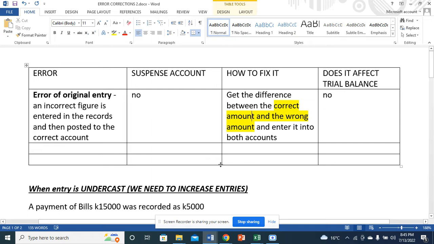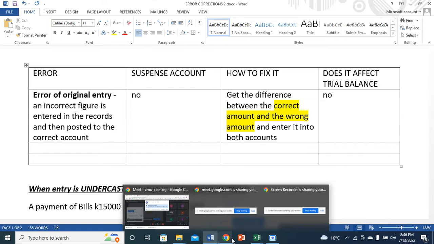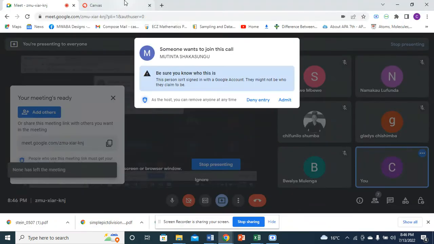So let's look at undercast entries. We have our first one here. A payment of bills 15,000 was recorded as 5,000. Here we've paid for an expense. Instead of it being recorded as 15,000, which is the correct amount, it was recorded as 5,000. So how do we fix this error? We're going to get the difference between the correct amount and the wrong amount. So you're going to say 15,000 minus 5,000, you get 10,000.